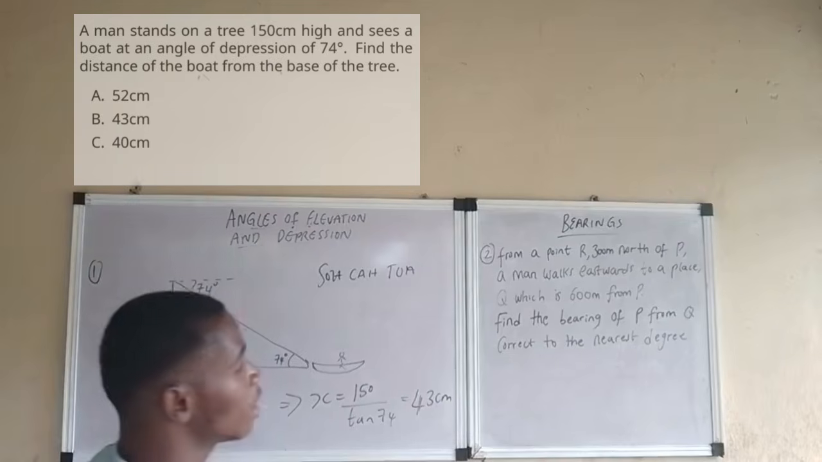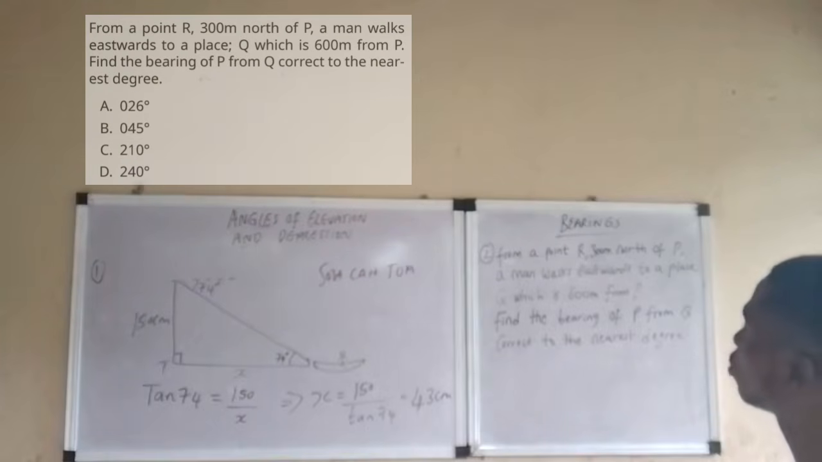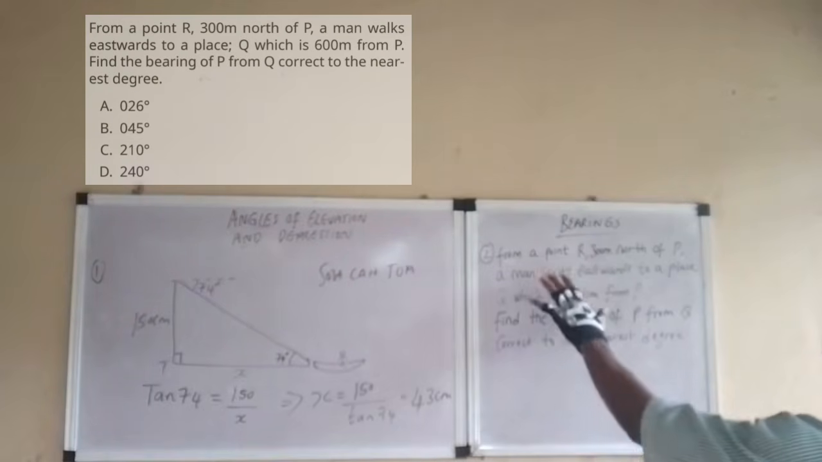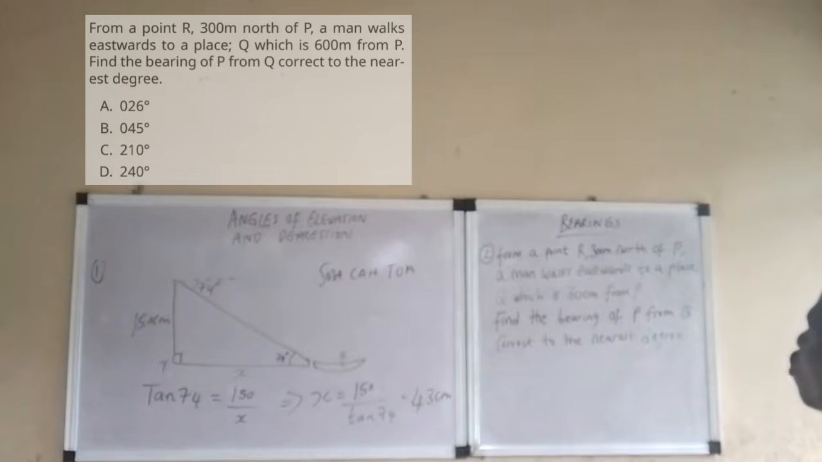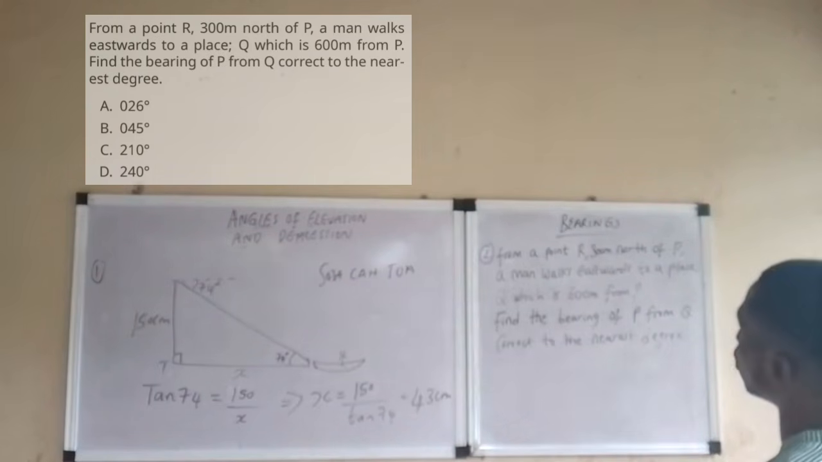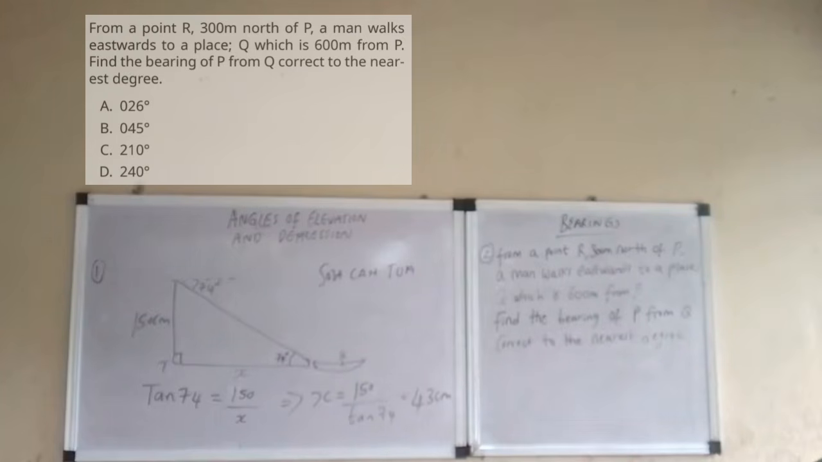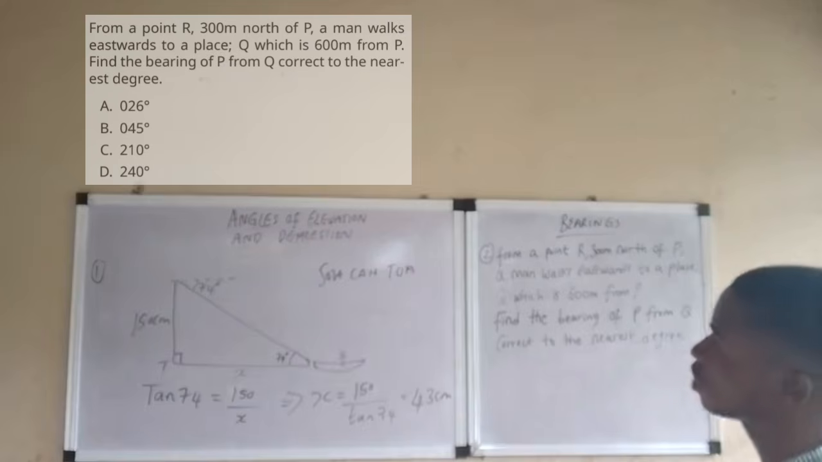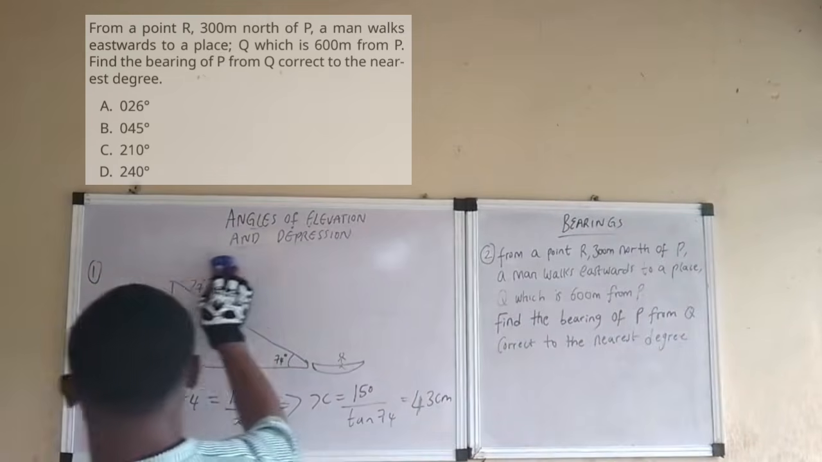Now let's look at the second question. The second question on bearing says that from a point R, 300 meter north of P, a man walks eastward to a place Q, which is 600 meters from P. We are asked to find the bearing of P from Q correct to the nearest degree. Now, these questions are easy. You just need to be able to interpret them.